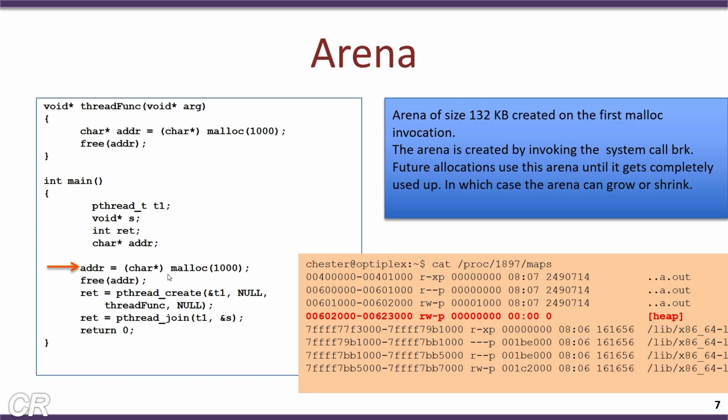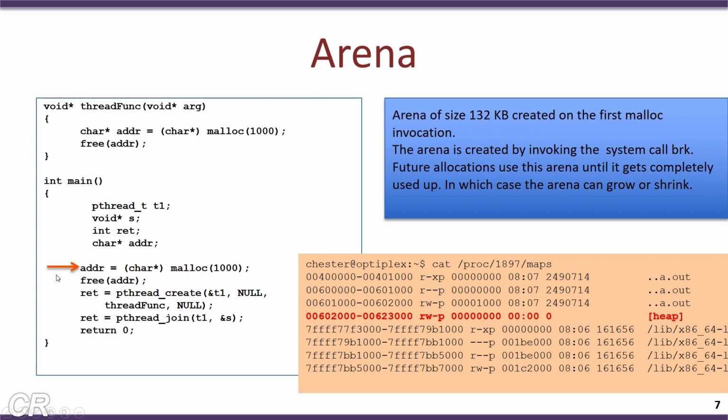It would split it into two parts. One part is roughly around 1000 bytes, and a pointer to this part is what is returned by malloc and assigned to address. The remaining part is the free part. Every subsequent malloc from the main thread would then utilize this free part of memory, and therefore subsequent invocations to malloc would not have to actually request the operating system for memory.